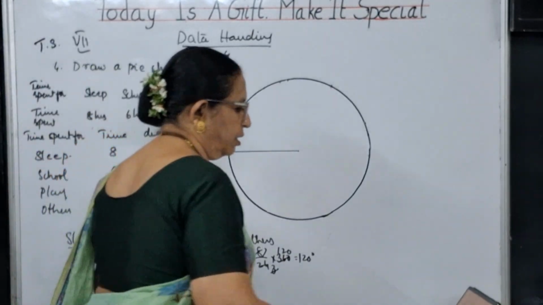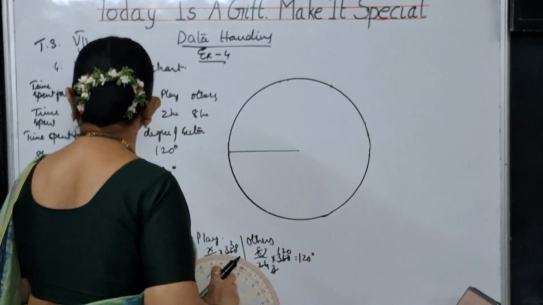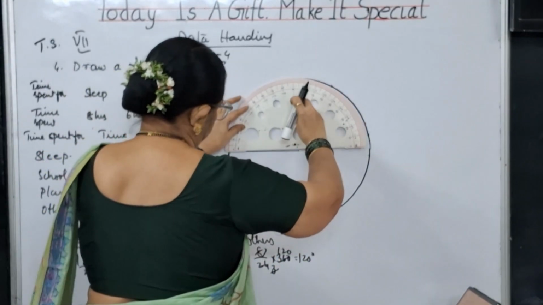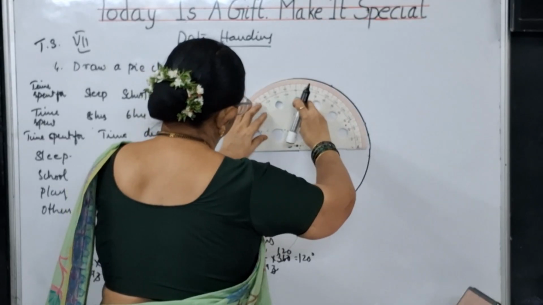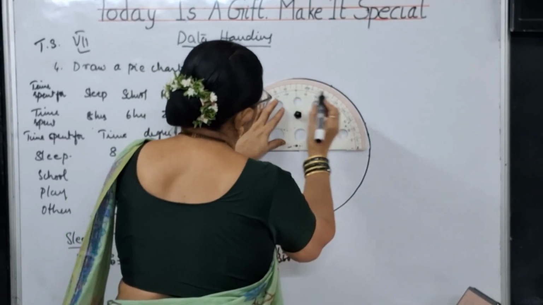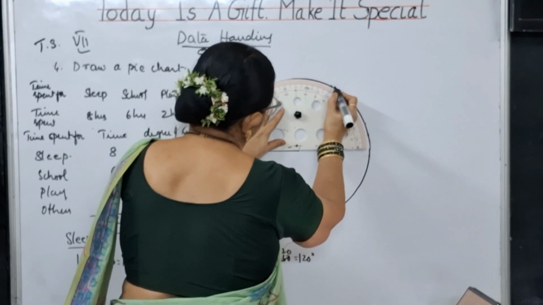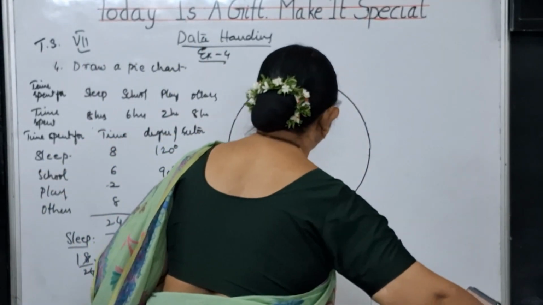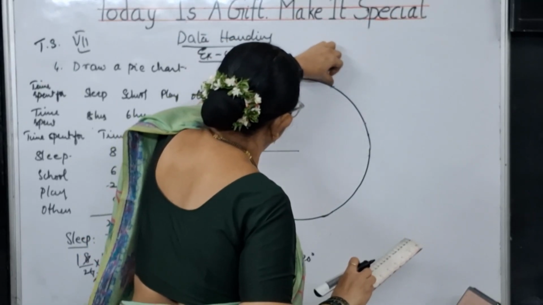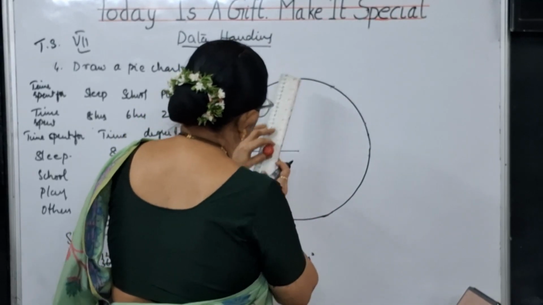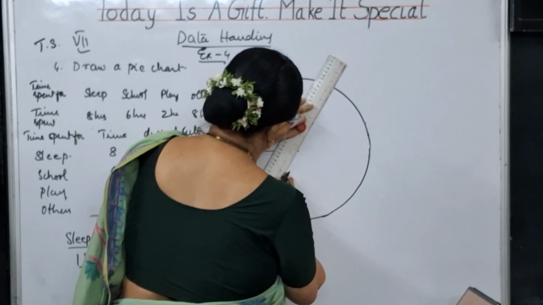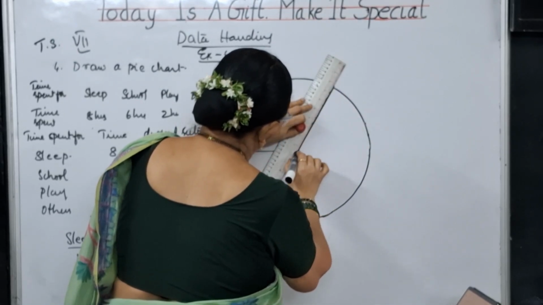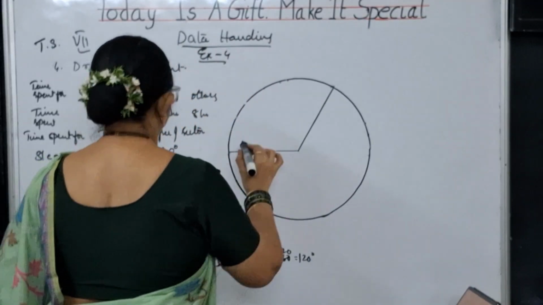Let us do it in the pie chart. First one is how much? Sleep, 120 degrees. So this is the 0 part. 120 means this is 120 degrees. So I need to join these two. So this will give you the sleep time.